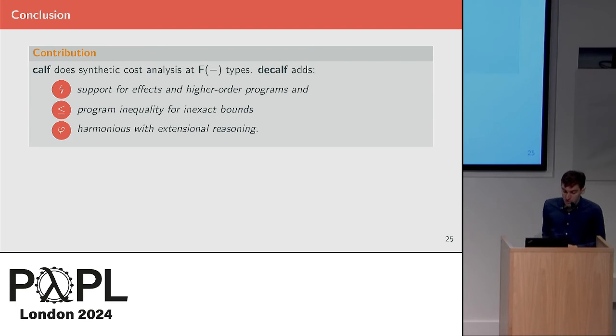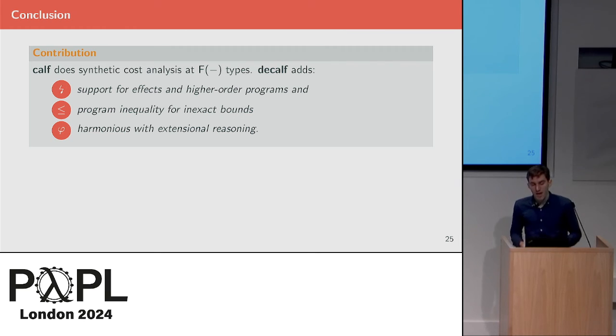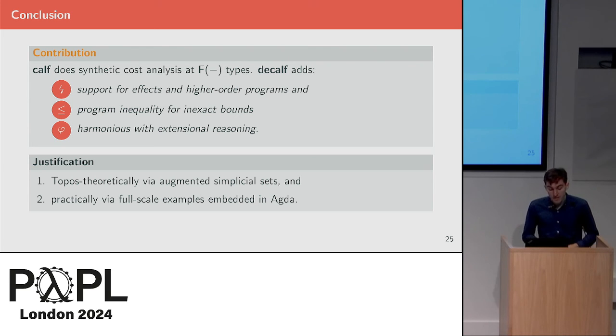So to conclude, CAF started off by doing synthetic cost analysis mostly at these F types, the free algebras, and Decalf adds support for general effects and higher order programs. It lets you compare programs using inequality to get these inexact bounds, and it's harmonious with the extensional reasoning, so you can turn cost bounds into correctness theorems. And to justify this, we have a topos theoretic semantics in the topos of augmented simplicial sets, and we have practical examples embedded in our Agda development.